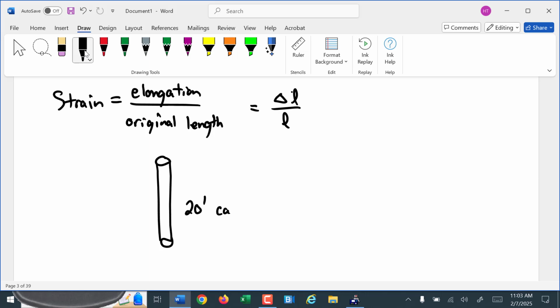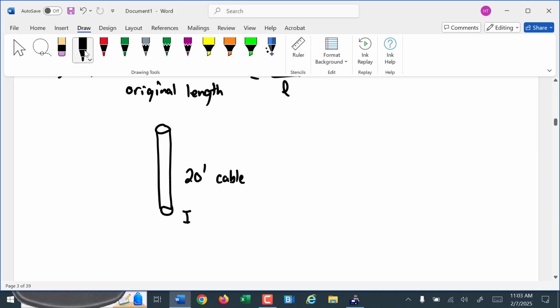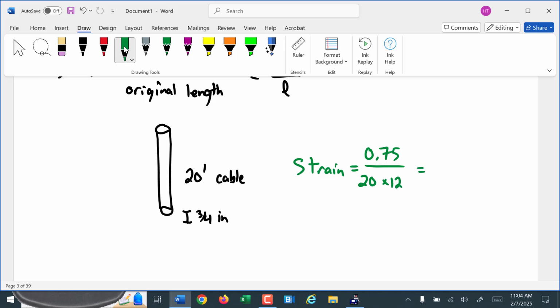So if I have a 20-foot cable and I put a load on it, we're not concerned about the size of the load right now, but that load stretches the cable 3/4 of an inch. The strain is the stretch, 3/4 of an inch. I'm going to write it as 0.75 over the length of the cable. Now, the length is given in feet. We need to convert that to inches. So it's 20 times 12, or 240.